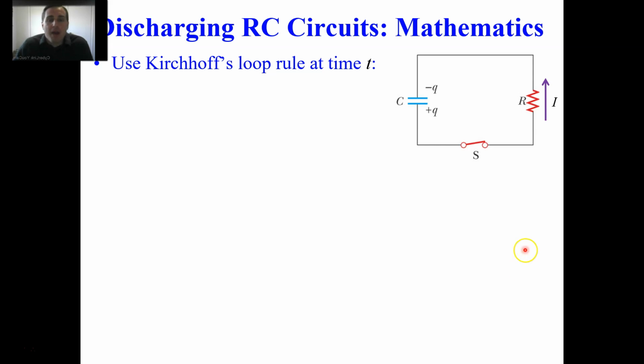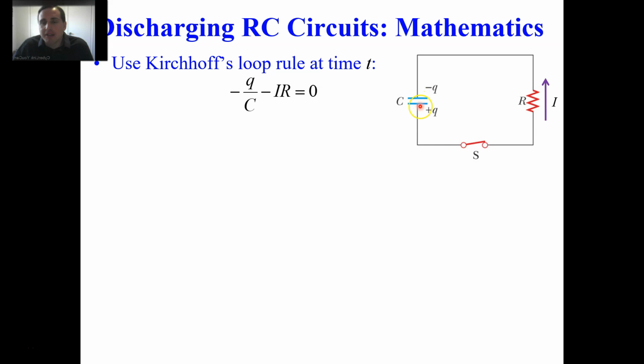So now let's look at the mathematics. Let us use Kirchhoff's loop rule again for time t. Now notice we're going to do minus Q over C minus IR, because we're going to be losing energy from the capacitor and we're going to be losing energy from the resistor, both. So when we go across this resistor, we lose energy because we're going with the current.